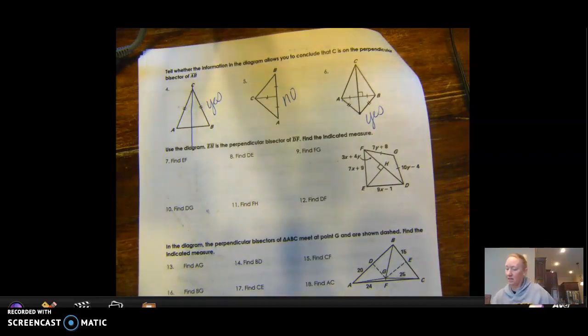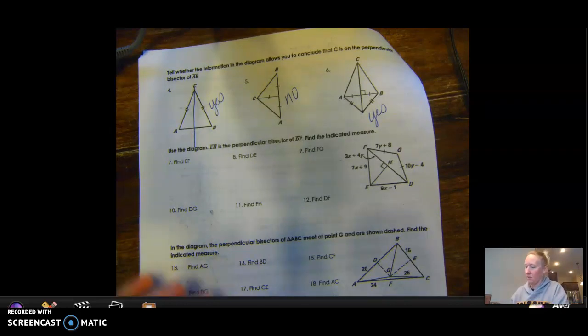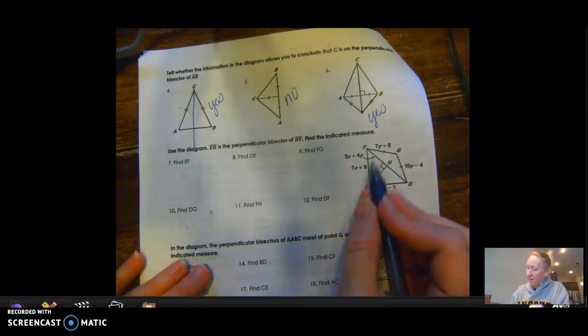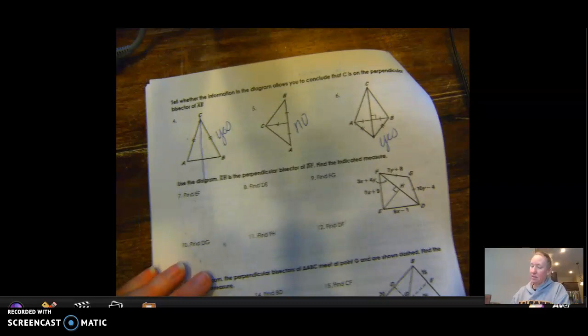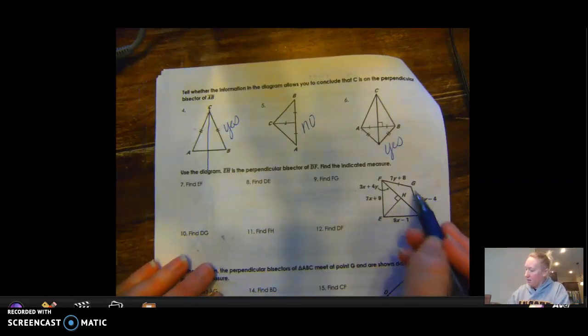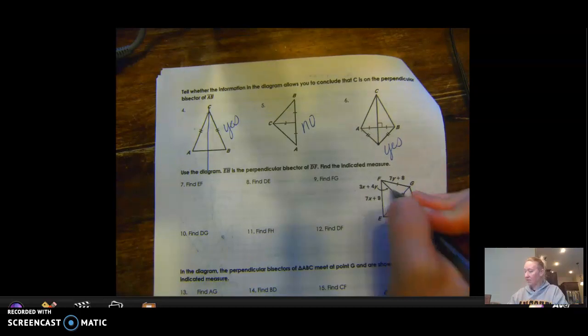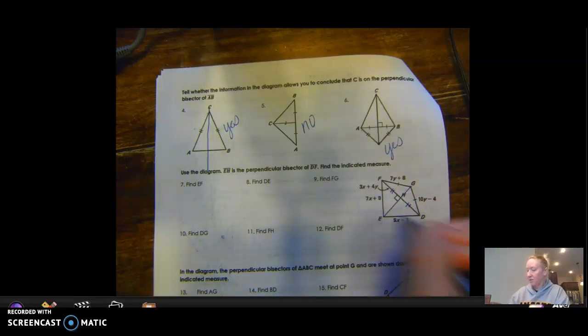All right, use the diagram. EH is a perpendicular bisector of DF. Find the indicated measures. Go ahead and pause me and try 7 through 12 on your own. Okay? Unpause me when you're done. So first thing I'm going to need to do is find X and Y. Since this, I could extend this, this is equal to this. That means that G is on this perpendicular bisector, so this piece equals this piece, right?